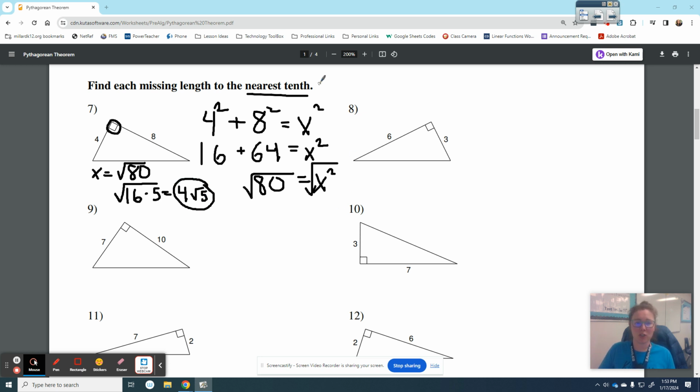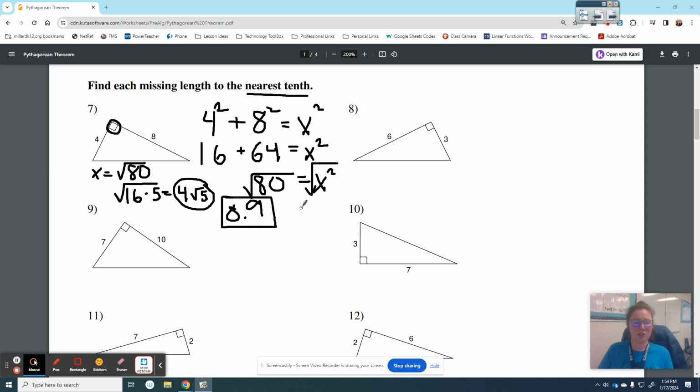But this worksheet tells us to round to the nearest tenth, which means that all you have to do is in your calculator type square root of 80. The square root symbol is right above the 7. Click enter. It gives me a long decimal. Well, I can just round that decimal to the nearest, it says tenth. That is 1 decimal place. So 8.9 is my final answer for question 7.